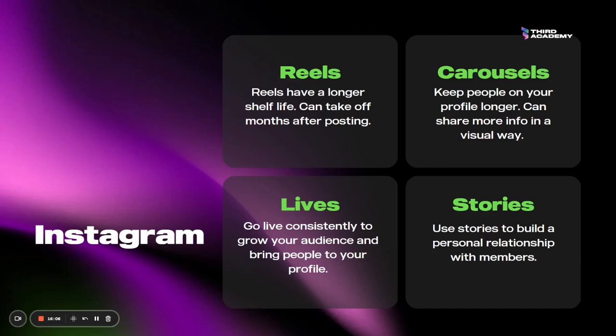Carousels are, again, those static posts, but they're like 4 posts at the same time, so people can swipe through them. This keeps people on your profile longer, and you can share more info with them in a visual way. There's also Instagram Lives.